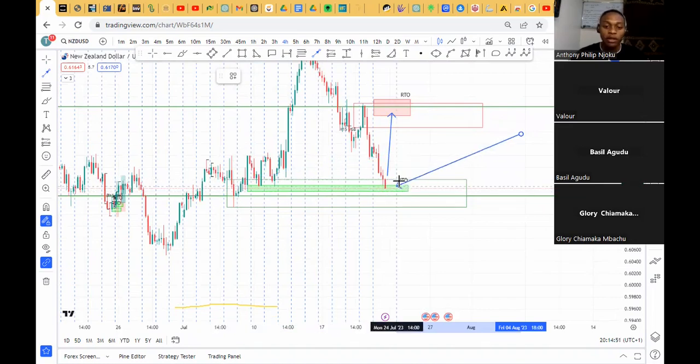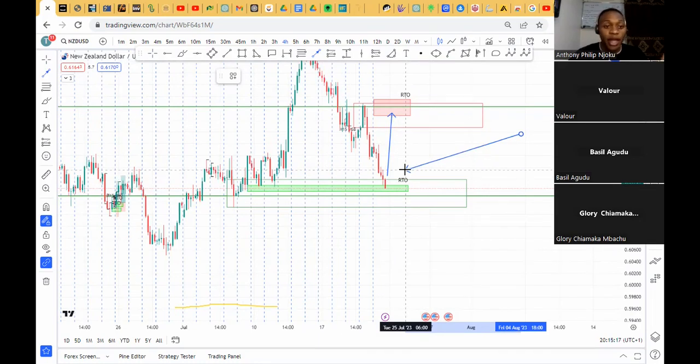So I'm more looking out for the buy setups because, like I told you guys, DXY is meant to go down. If DXY is meant to go down, NZD/USD is meant to go up. So NZD/USD is more like an early bird buy setup because the first currency pair that opens up in the market, 10 p.m. West African time, is the NZD pairs.